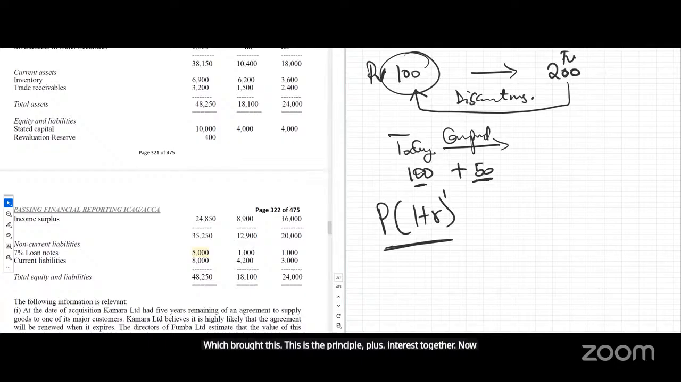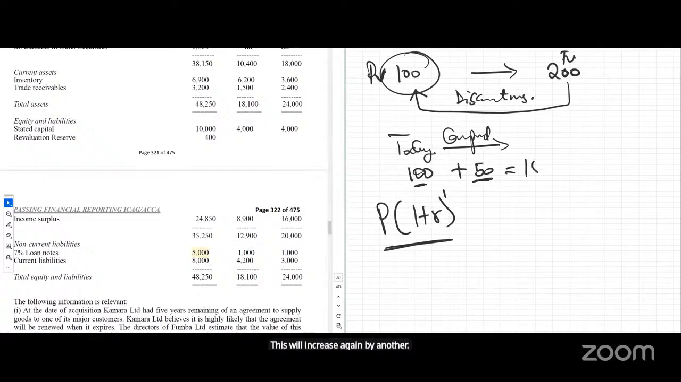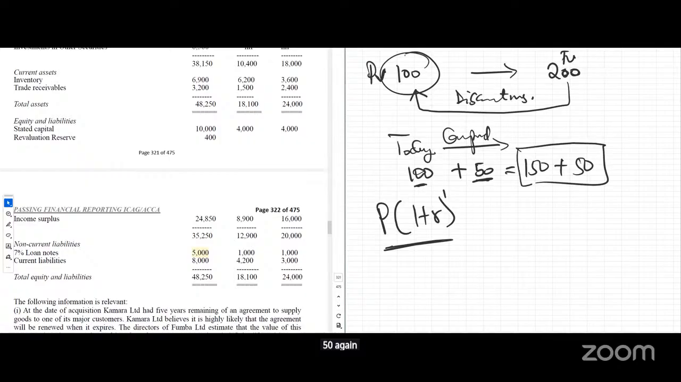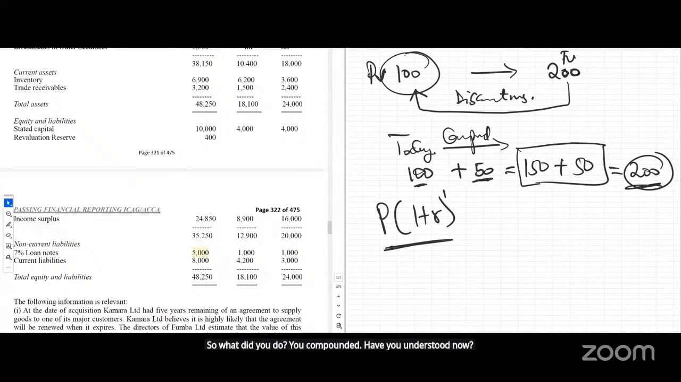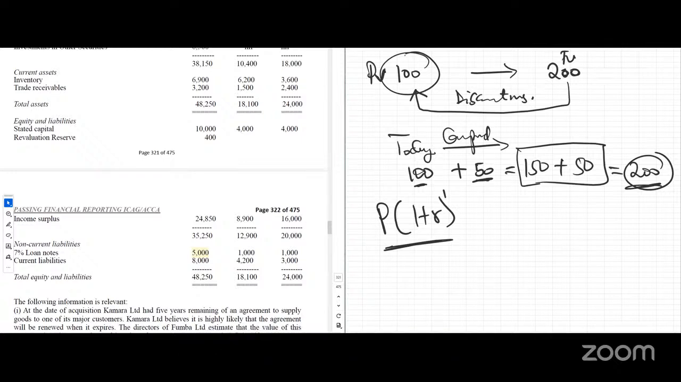Now, in the next year, this is now 150. It will increase by another 50 again. Now, what has happened? Has it not grown back to become the 200? So what did you do? Yes, sir. You compounded. Have you understood now? So unwinding a discount is simply compounding. That's what I've been saying all along. Is it clearer now? Yes, sir. Good.